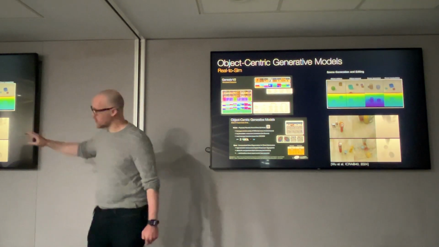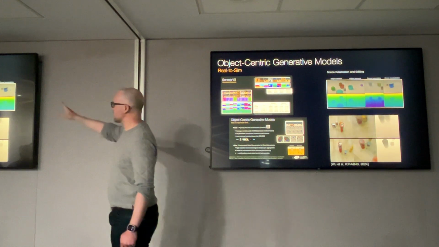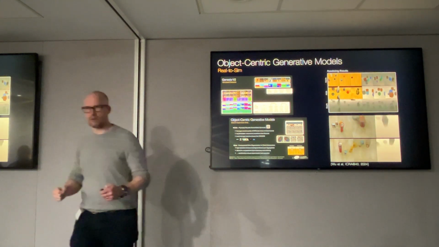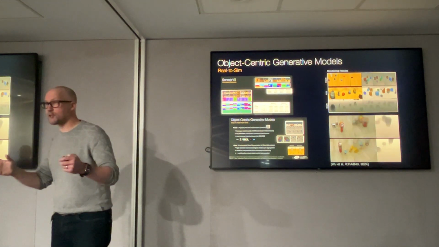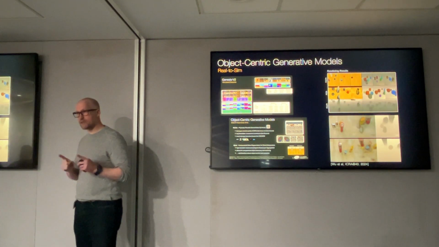Actually, I should say this. So, the real to sim part is important. I've already mentioned the object-centric generative models part. Some of my students come to me and say, hey, you used to be really interested and excited about object-centric generative models, and now it's world models. And the answer is actually it's all the same thing. And that's really quite important.